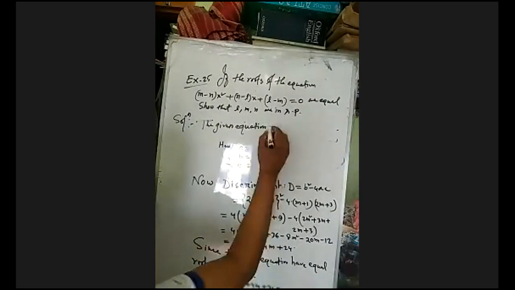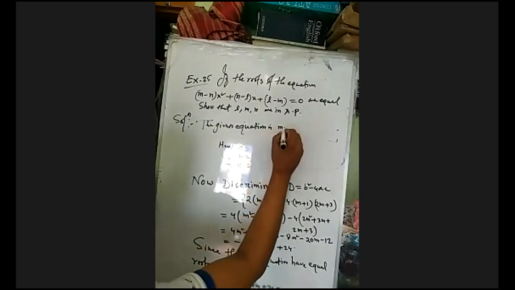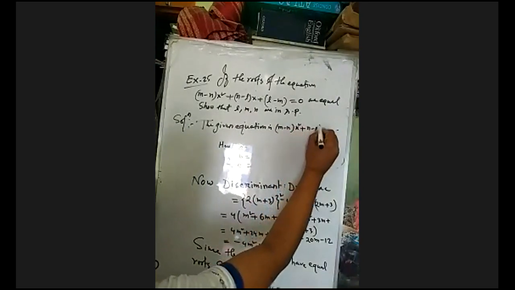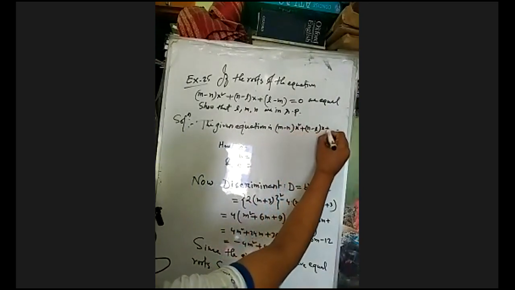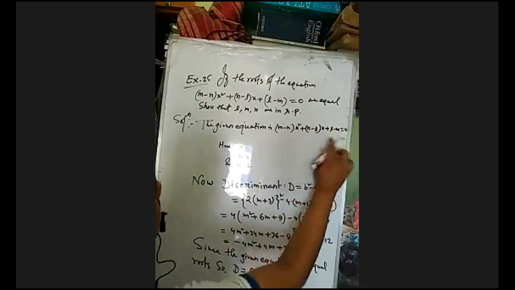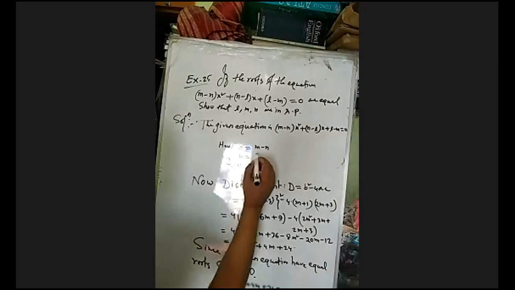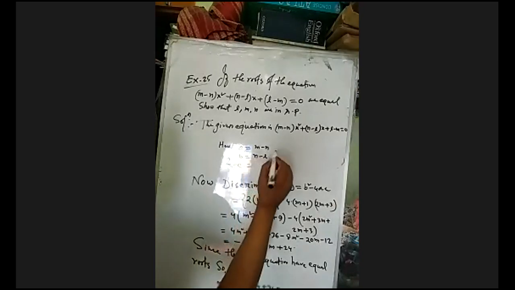Now the given equation is (m minus n) x square plus (n minus l) x plus (l minus m) equals 0. This is the given equation. Here the coefficient of x square is m minus n, the coefficient of x is n minus l, and the constant term is l minus m.